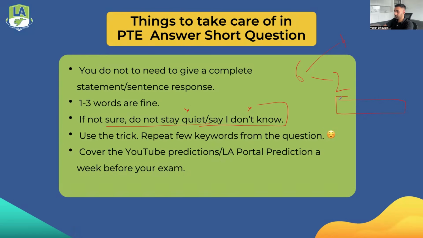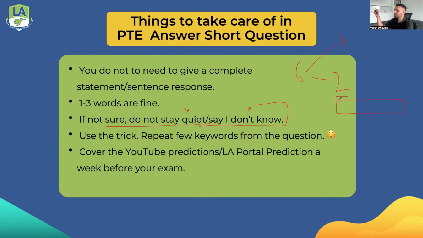If you know the answer, say the answer. If you don't know the answer, just say tallest building in the world. This, you know, somehow works and I've never lost a single point out of it. Do not say I don't know. If you know the answer, you speak the answer. If you don't know the answer, repeat the keywords from the question.